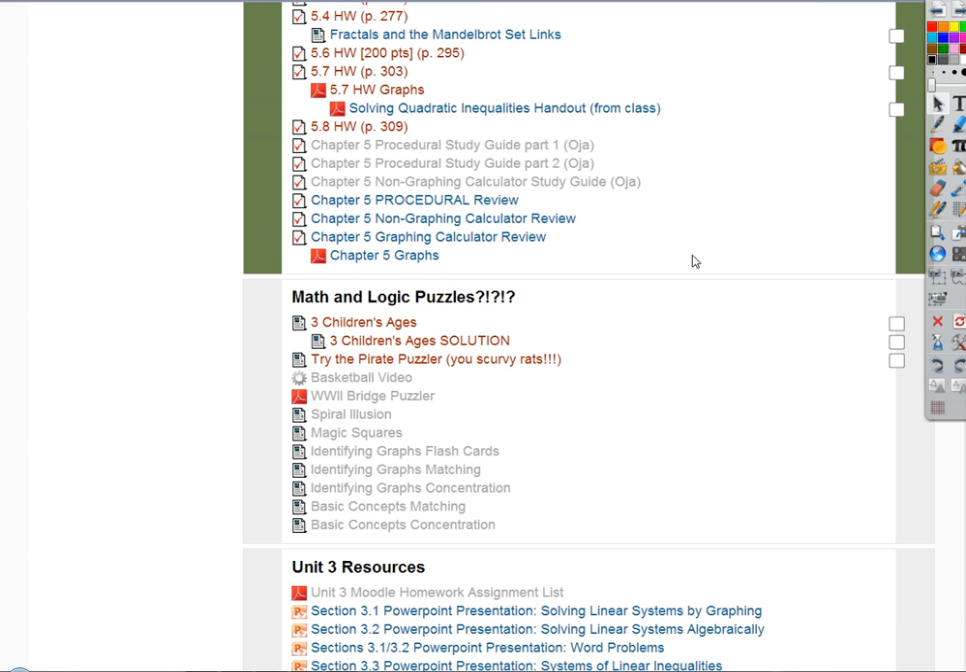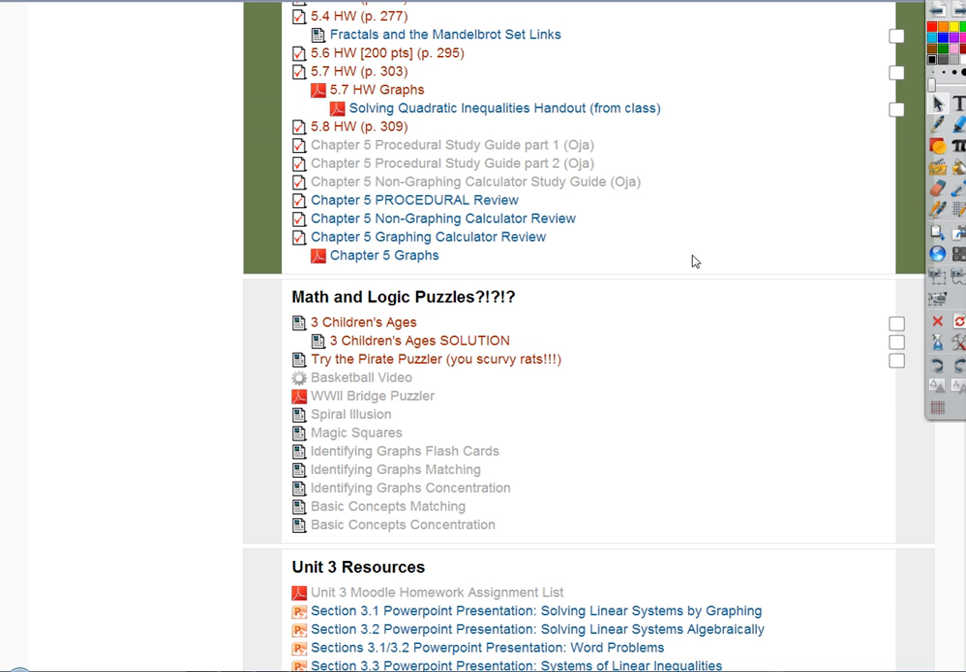You're going to have 3 tests over Chapter 5. The non-graphing and the graphing you're familiar with. It's just going to be like they've always been. There's one where you're doing algebra without a graphing calculator, one where you're doing algebra with a graphing calculator. Okay, the procedural one is different. We're going to start doing these for a few chapters because they fit in with the content we're doing.